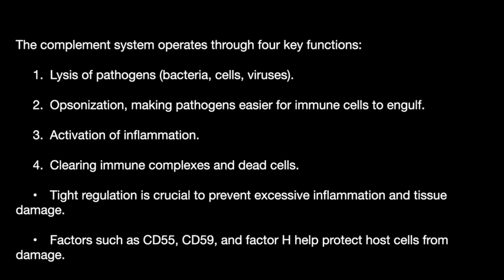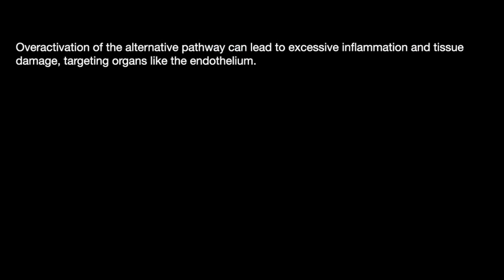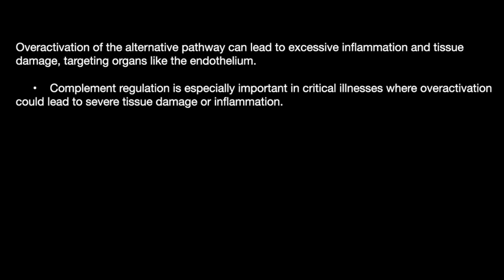Factors such as CD55 and CD59 along with factor H help protect the host cell from damage. So this is a diagrammatic representation of how the complement system has its four primary functions: lysis, activating the inflammatory response, opsonization, and finally clearing the immune complexes. The overactivation of the alternative pathway can lead to excessive inflammation and tissue damage, targeting organs like the endothelium. Complement regulation is especially important in critical illness, where overactivation could lead to severe tissue damage or inflammation.